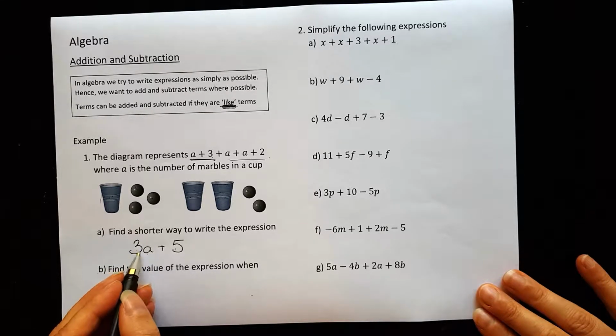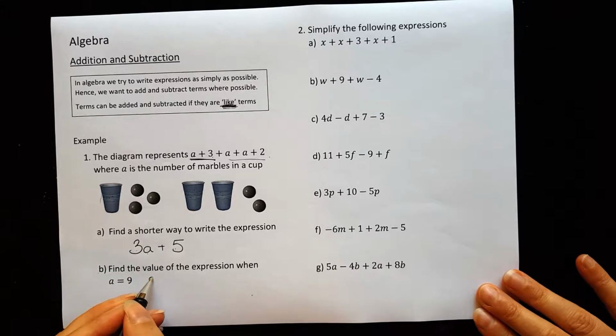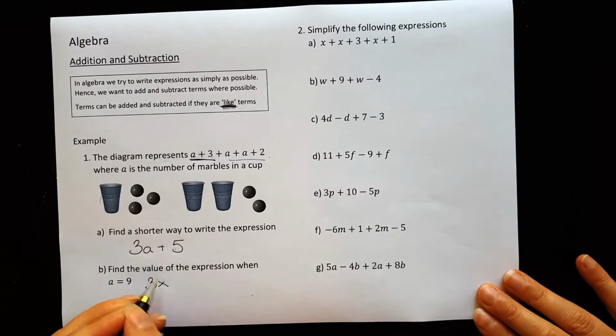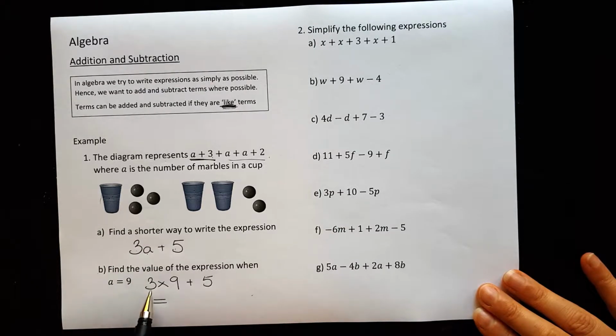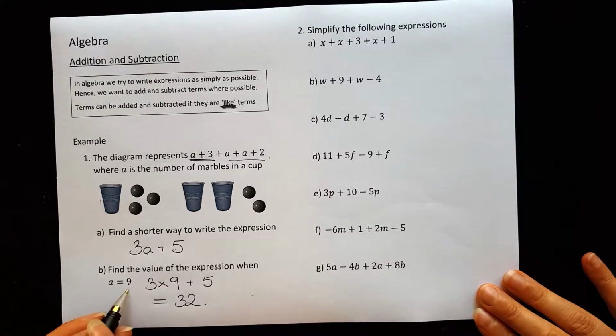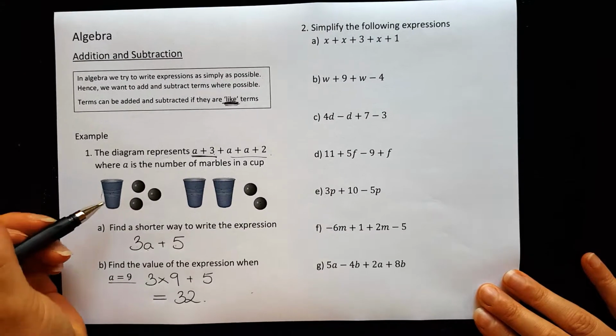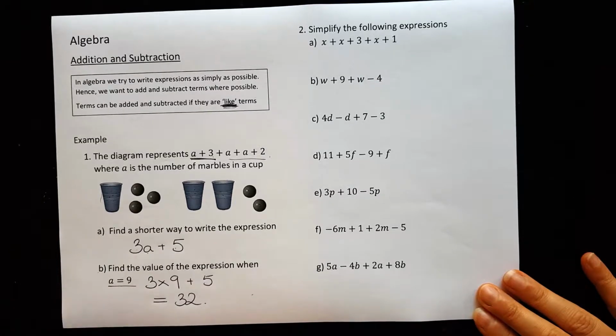Remember that 3a means 3 times a. So we can write that as 3 times, replacing a with the 9, 3 times 9 plus 5. Then we can calculate that. 3 times 9 is 27, plus 5 makes 32. So what that means is if I had 9 marbles in each of these cups, I would have a total of 32 marbles altogether.